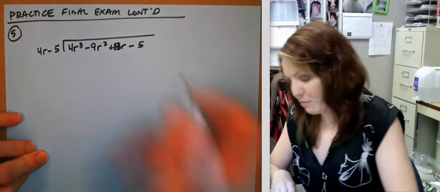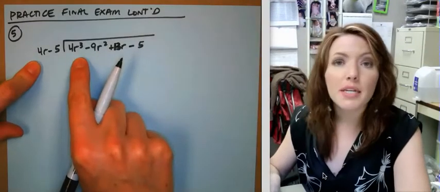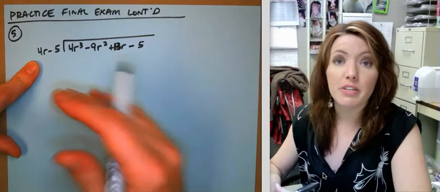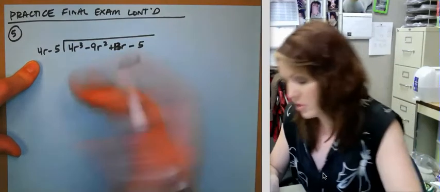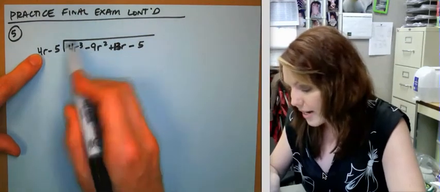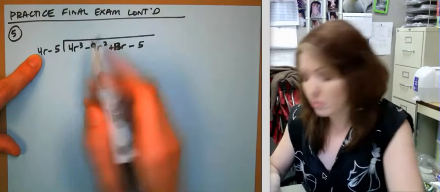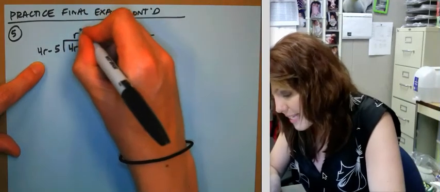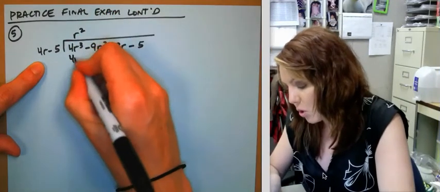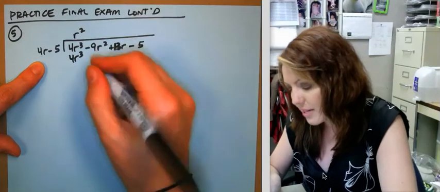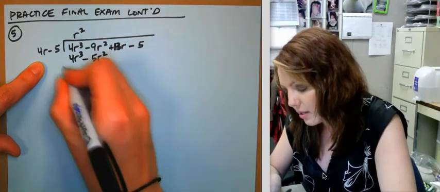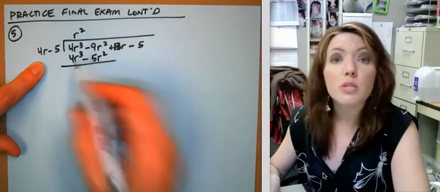Number 5, moving right along. So we already did long division in one of the previous problems, but we're going to go ahead and revisit it now. So here we go. 4r times something will give us 4r cubed. 4r times r to the second power will give us 4r cubed, and then negative 5 times r squared is negative 5r squared. So remember, we're subtracting here.